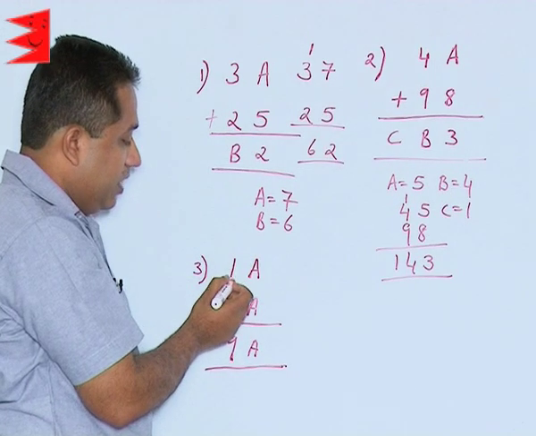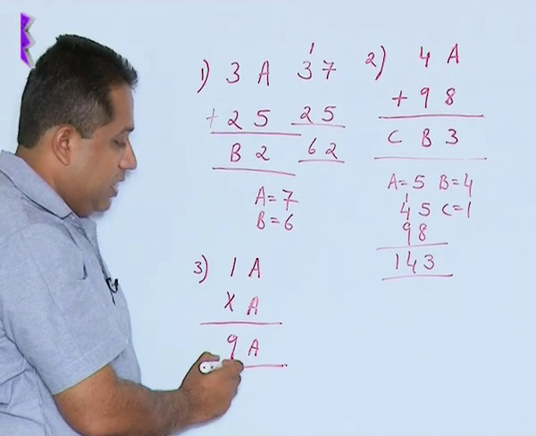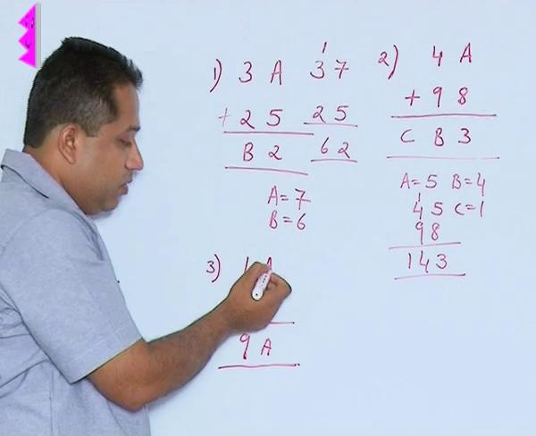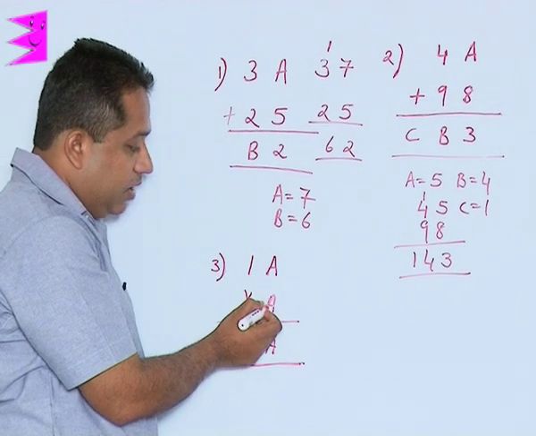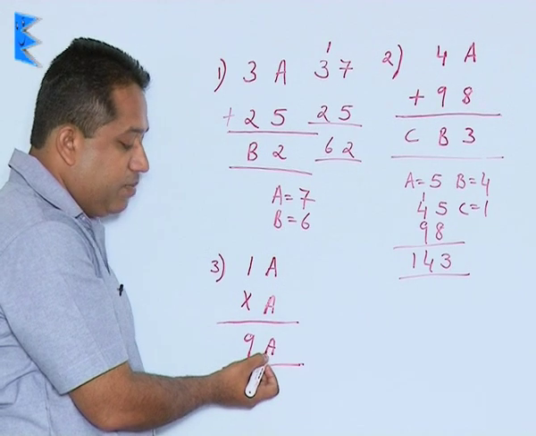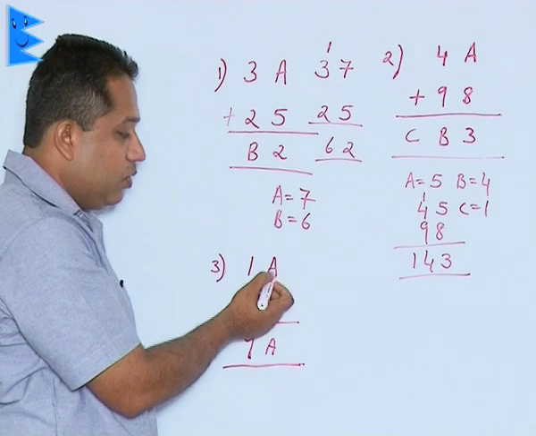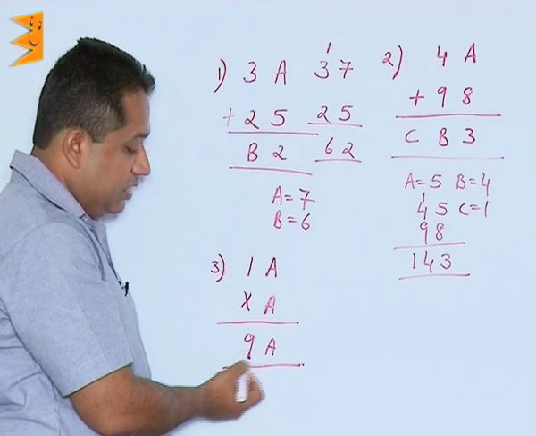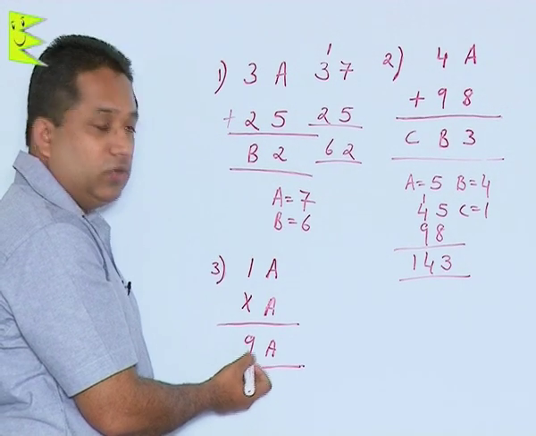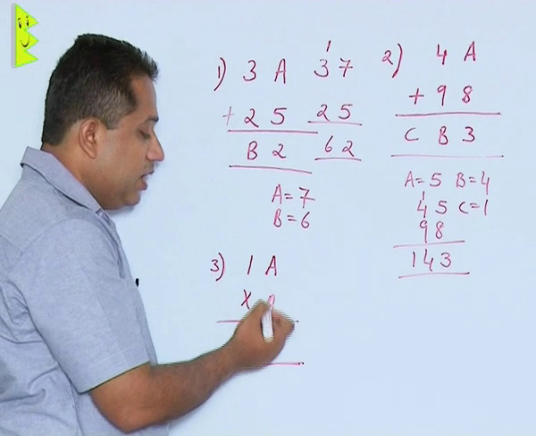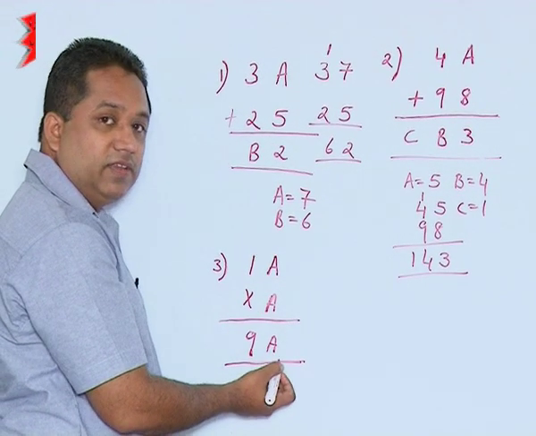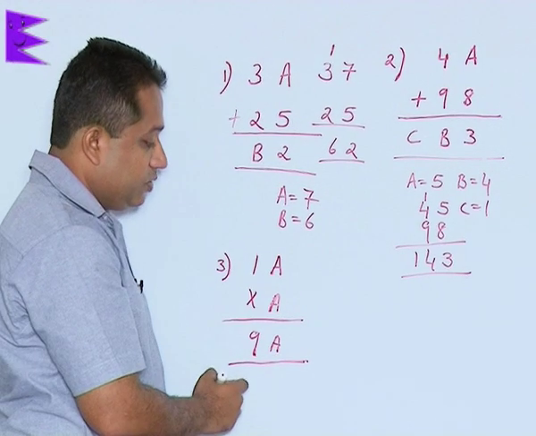In the next one we have 1a multiplied by a giving 9a. This is a question of multiplication. Now that means a number multiplied by itself is giving us the same number at the units place. So this number could be 0. If I put 0, 10 times 0 is 0, but the answer is starting with 9, so it cannot be 0. 1 into 1 is also 1, but 11 into 1 is not 90 something. So I cannot take 1 here also.